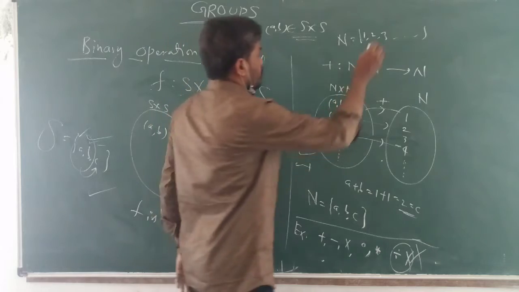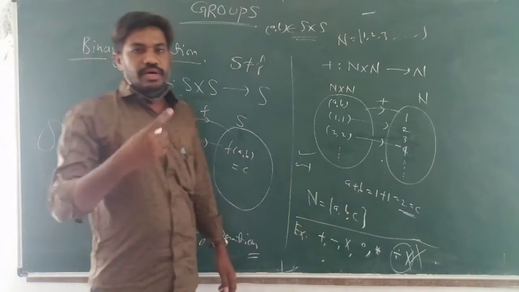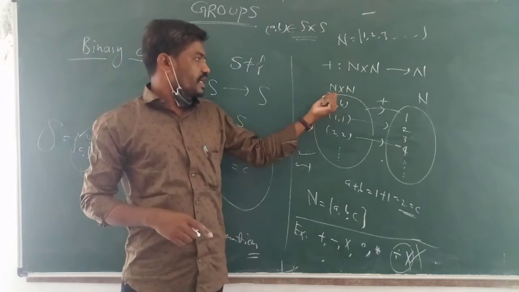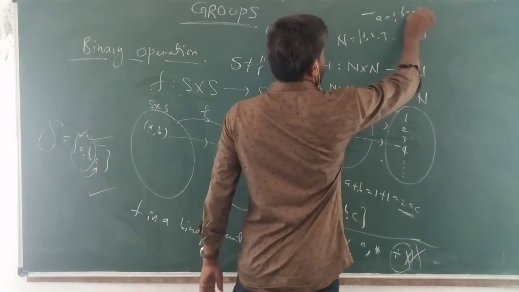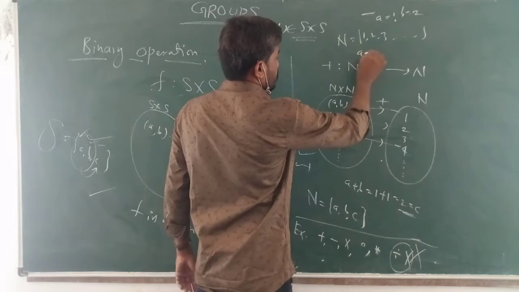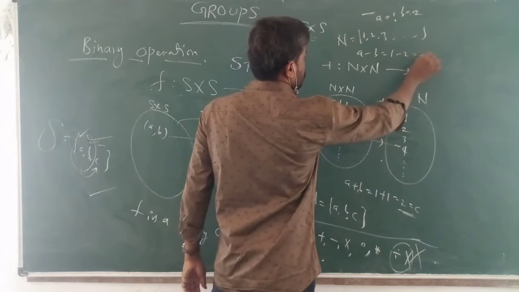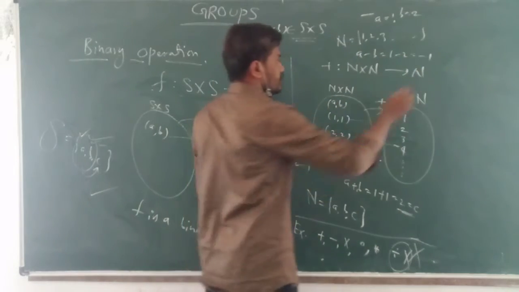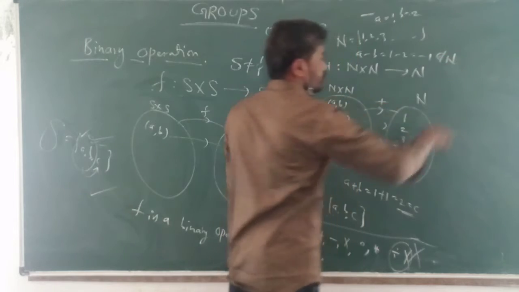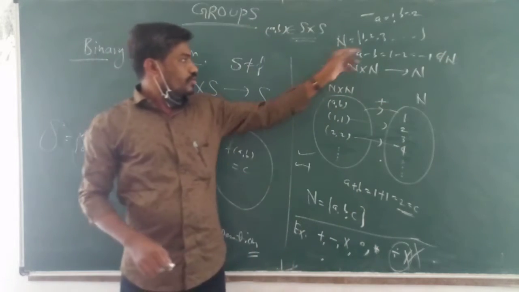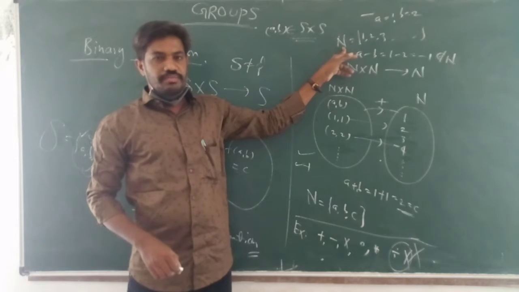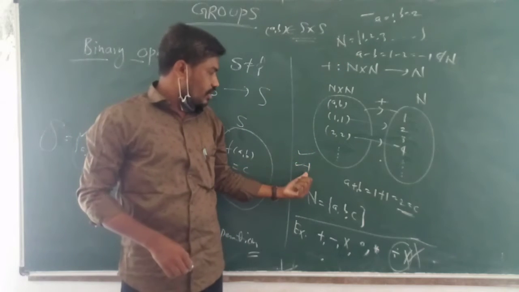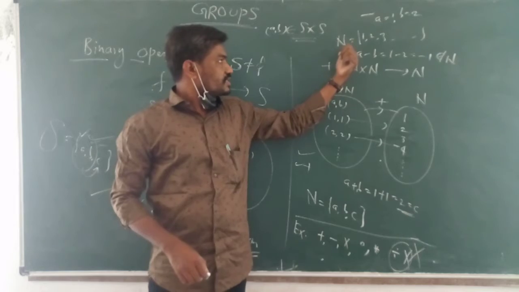Now I selected minus. Is minus a binary operation in N or not? For example, a equal to 1, b equal to 2. What happened? a minus b equals 1 minus 2, which is minus 1. This does not belong to the natural number set. So minus is not a binary operation in the set N, but plus is called a binary operation in the set N.